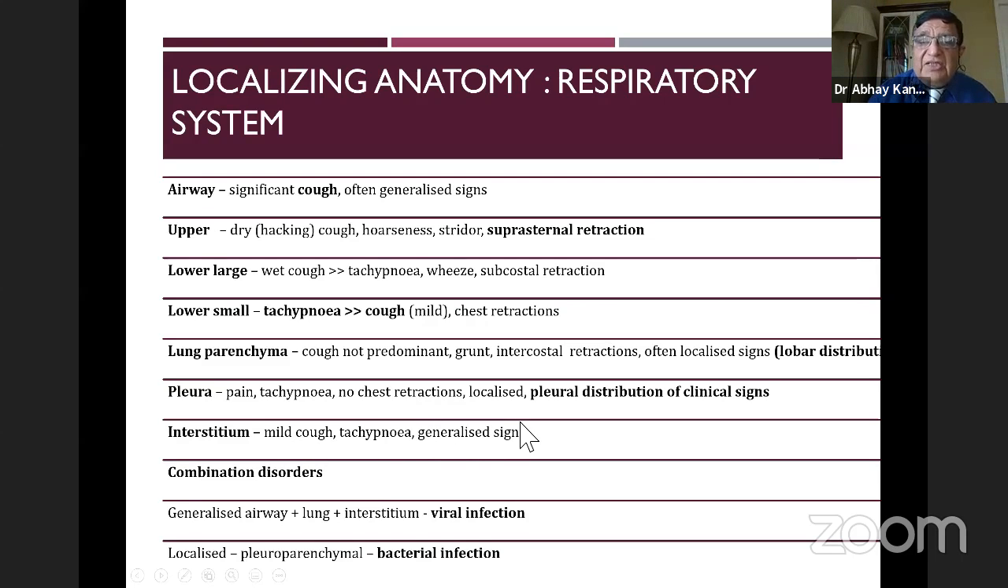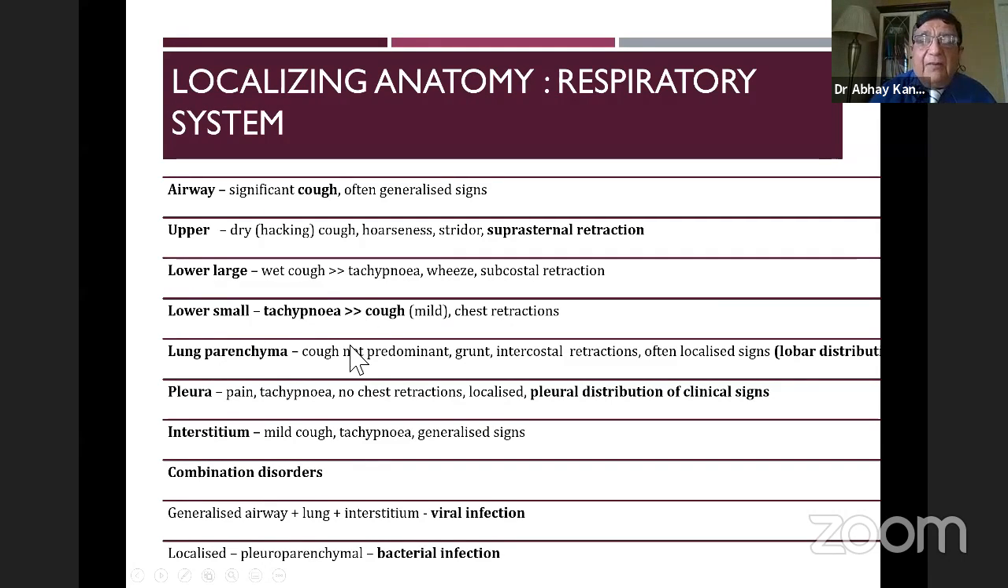And usually, the child will have an inability to maintain the saturation at room air. So, hypoxia is one of the cardinal signs as far as the interstitial lung disorders are concerned. However, there may be a combination of disorders. The child may have both the upper and lower airway affected.